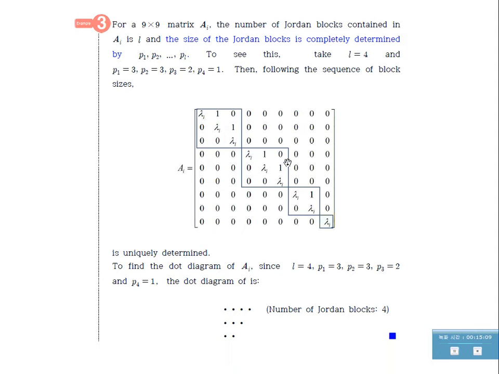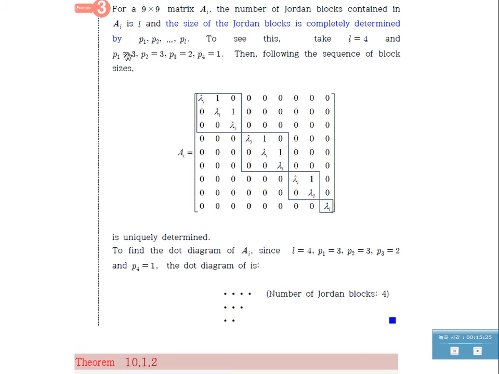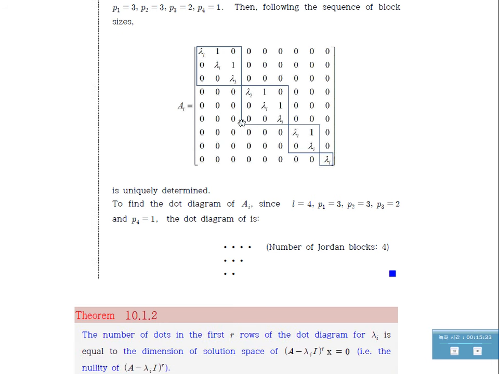Consider the following example. For a 9 by 9 matrix A, the number of Jordan blocks containing lambda i is l. The size of the Jordan blocks is completely determined by these Pi's. To see this, we have l equal to 4, so we have 4 Jordan blocks. P1 is 3 by 3, P2 is 3 by 3, P3 is 2 by 2, and P4 is 1 by 1. In this case, it is uniquely determined as 4 blocks.